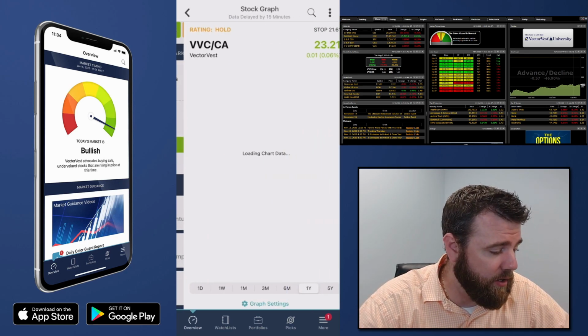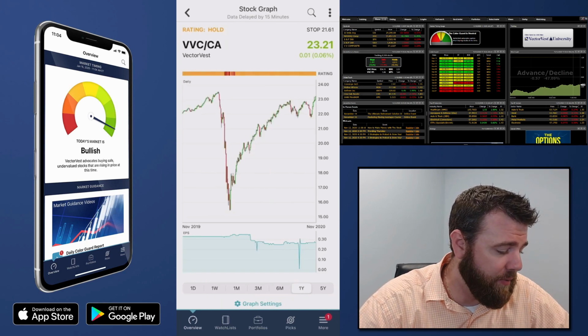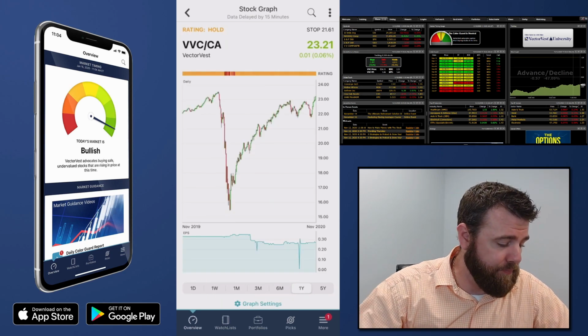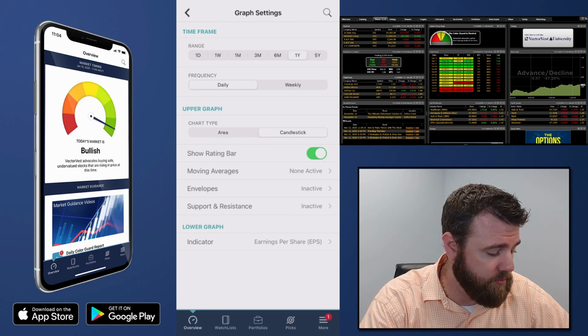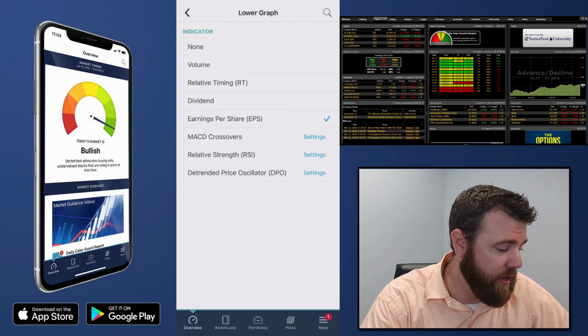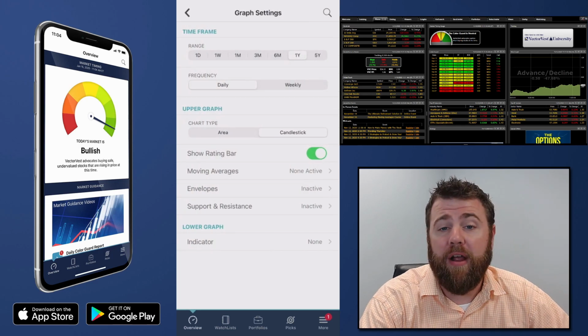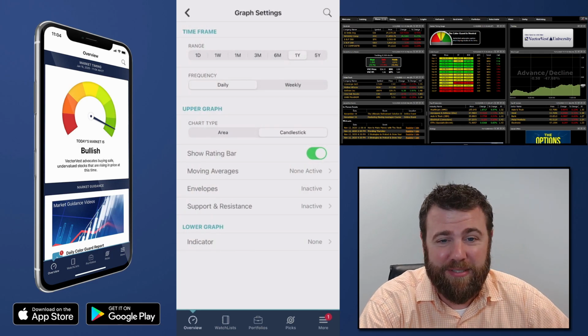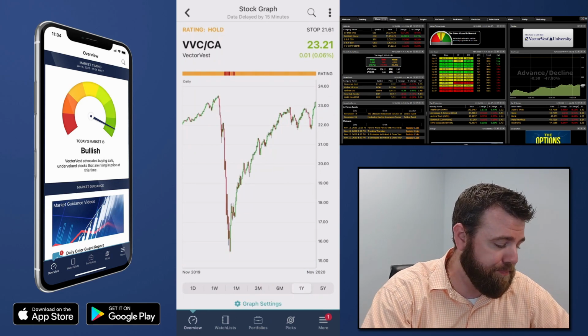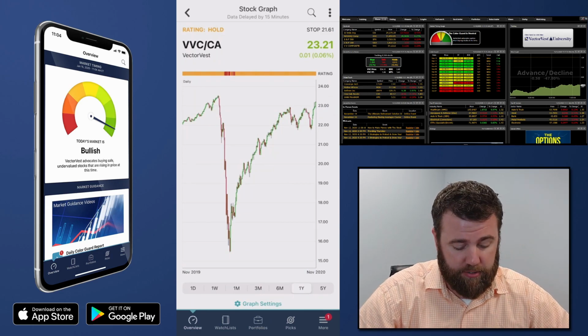If we take a look at the graph here, this is going to be something that we definitely want to do. Let me change my graph settings first and foremost. So I'll take off the earnings per share. Let's say we put RT. Actually, we'll just go with none, so that way we look at price action. Just simply price action. Keep it simple. We scrolled back. I'll just turn it sideways here.